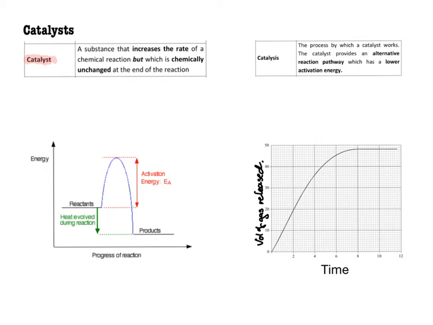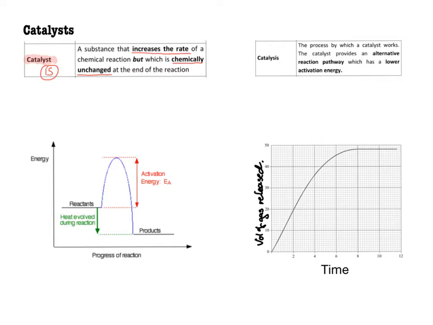This is the definition of what a catalyst is. What is a catalyst? It is a substance that increases the rate of a reaction but is chemically unchanged at the end of the reaction. That is what a catalyst is.